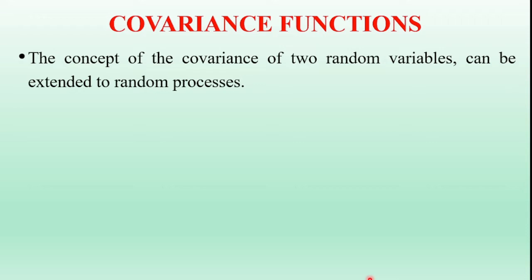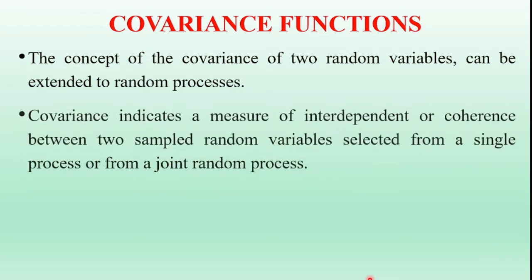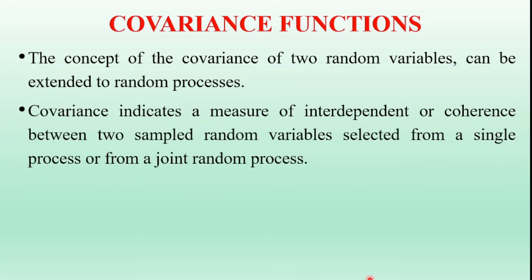Covariance indicates a measure of interdependence or coherence between two sampled random variables selected from a single random process or from a joint random process. If selected from a single random process, it is called the auto-covariance function, and if selected from a joint random process, then it is known as the cross-covariance function.